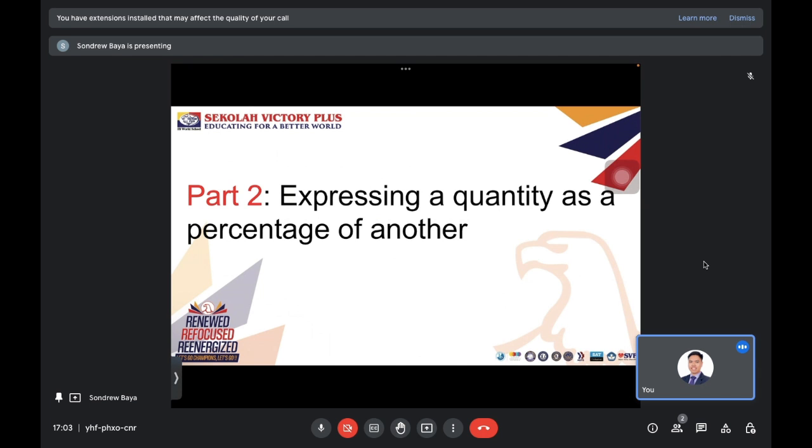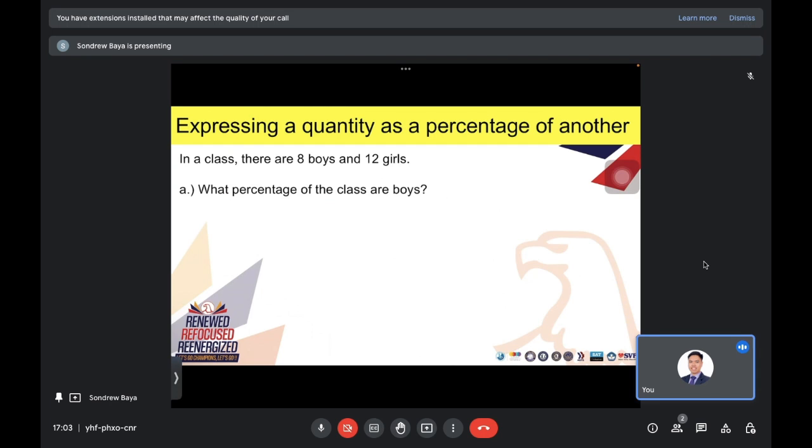Alright, for you to be able to understand, let's focus on this particular question. In a class, there are 8 boys and 12 girls. Question is, what percentage of the class are boys? So we're looking into the percentage of boys in reference to the entire class. So we are comparing how many boys there are in comparison with how many total students there are in the class. So question is, how many students are there all in all?